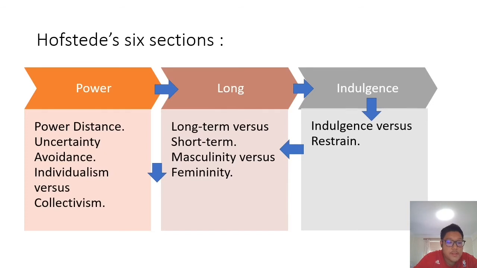Power distance refers to the extent to which people accept an unequal distribution of power. The dimension is concerned with the degree to which individuals are integrated into groups.